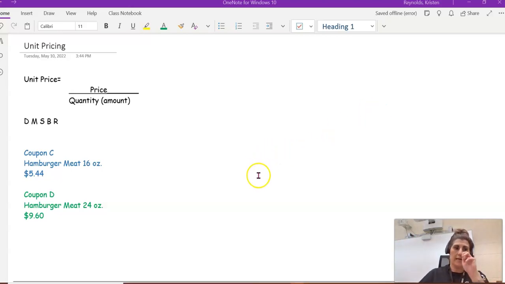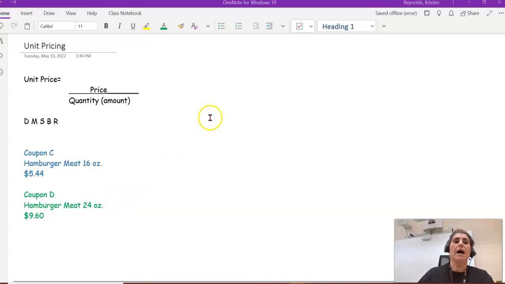So we're going to look at hamburger meat, and we're going to figure out which one is the better price. You may just look at this and say, oh, well, the $5.44 is obviously cheaper, so I'm just going to purchase that one. But you need to look at the fact that that is for 16 ounces, whereas the other meat is 24 ounces, even though it's $9.60. So what you need to figure out is how much is it per ounce. That will tell you which one is really cheaper.